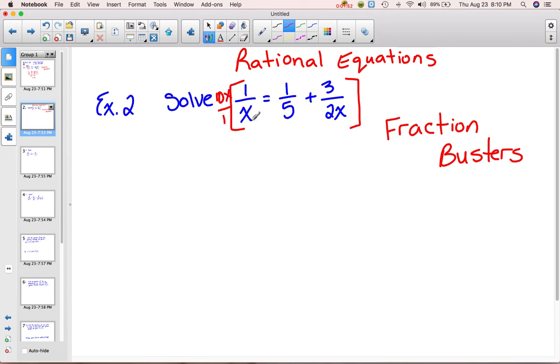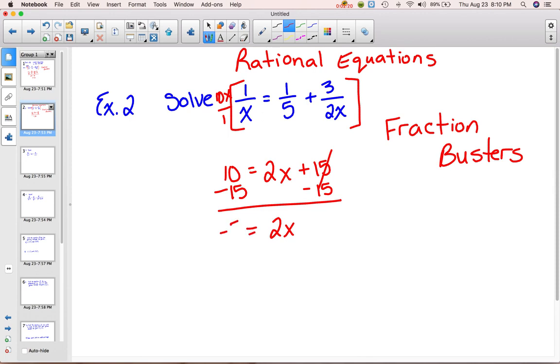So here the x's cancel, leaves me a 10. 10 times 1 is 10. Here the 5 cancels with the 10 and leaves a 2. 2x times 1 is 2x. Here the 2 cancels with the 10 and leaves a 5, and the x's cancel and reduce to 1. So I get 5 times 3 is 15. So I'm going to subtract 15 from both sides. We get 2x equals negative 5, so x is negative 5 halves.